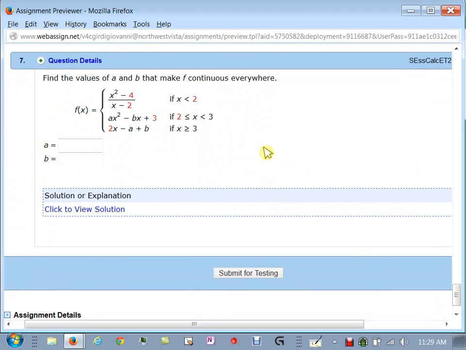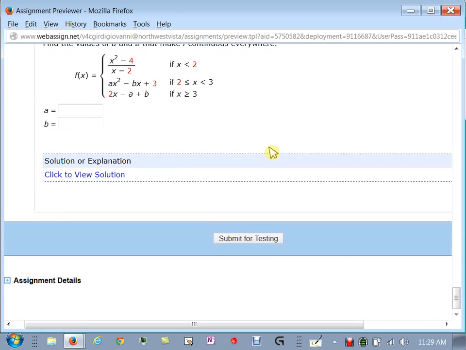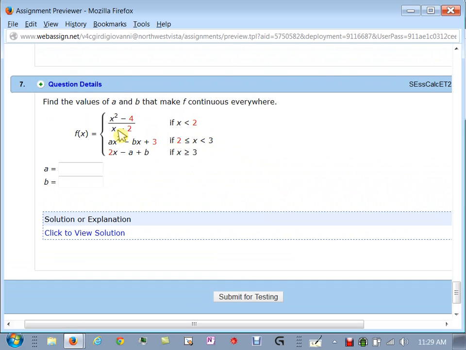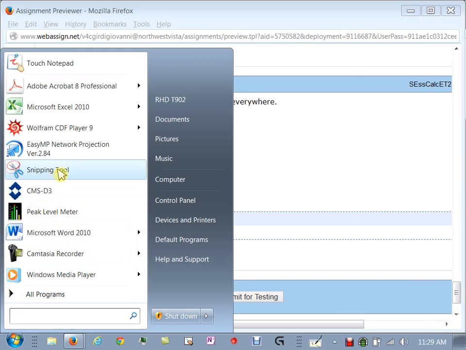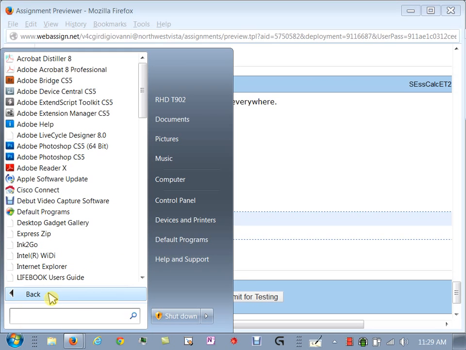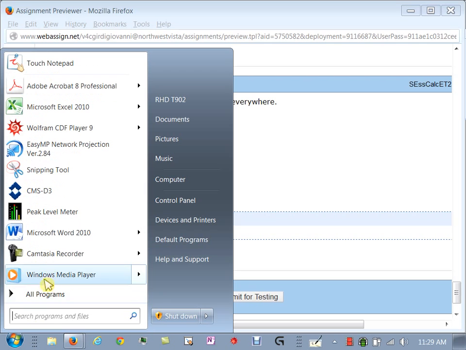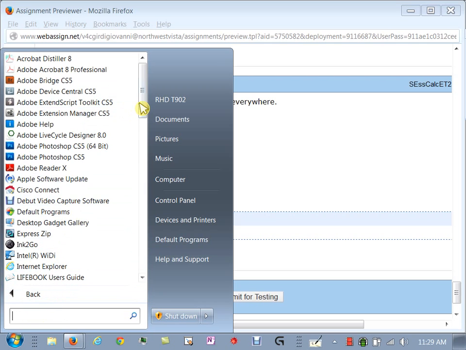Find the values of a and b that make f continuous everywhere. So we have the same sort of issue here. This time it's a piecewise function. It's 3 of them. So let me see if I can do something real quick. Try and bring something else in here.